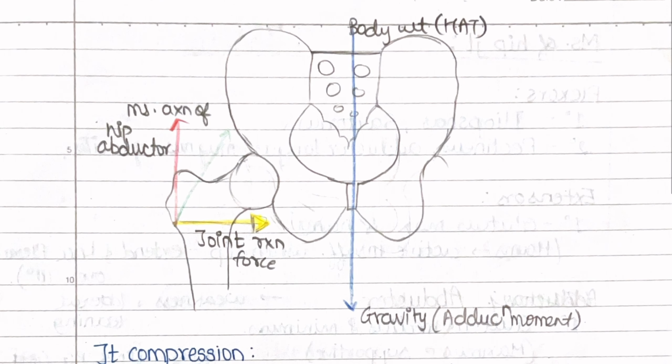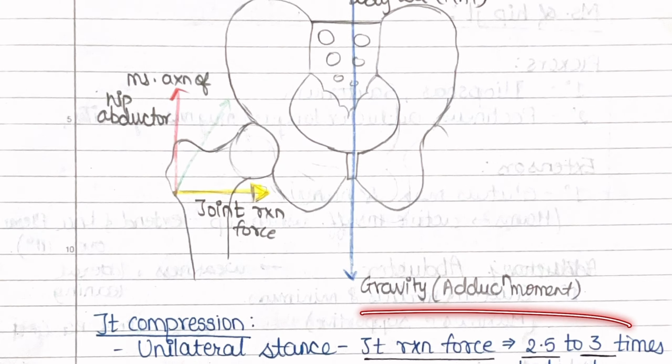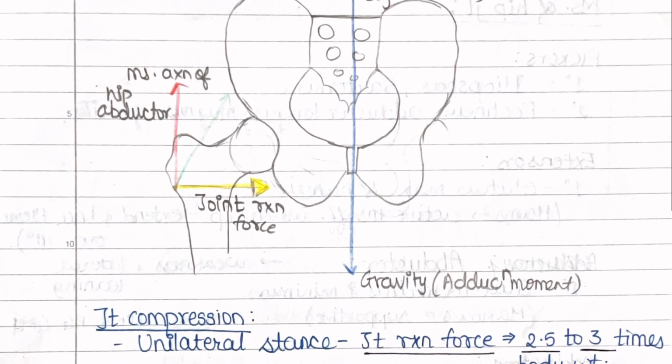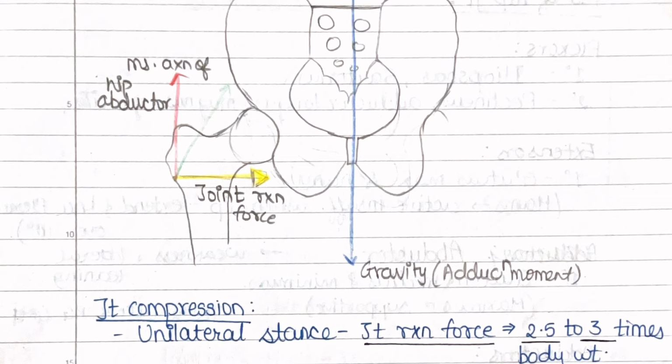Again, this is the diagram of unilateral stance. Here the body weight, that is HAT weight, is coming. This is the joint reaction force to maintain the contact. This is the muscle action of the hip abductors. The hip abductor muscles contract and the joint reaction force also acts, so there is a resultant which acts in this direction. Due to gravity as well as this group of forces, there is a total reaction which causes an adduction moment, so that the hip joint, the cavity as well as the head of the femur, remains in contact.